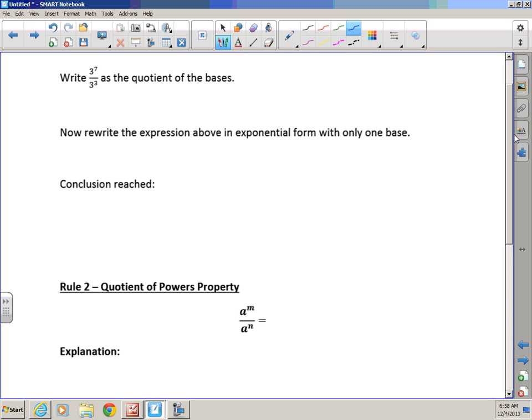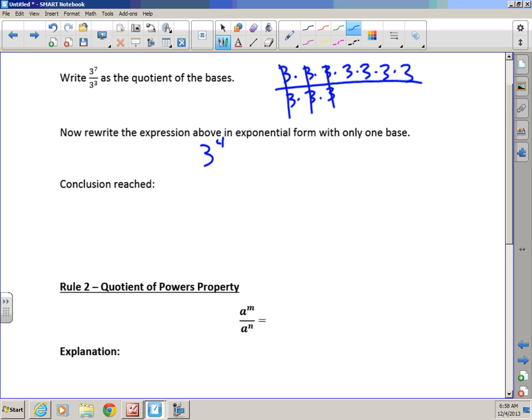So, 3 to the 7th means 3 times itself 1, 2, 3, 4, 5, 6, 7 times, and 3 to the 3rd. Now, since this is all multiplication, what I can simply do is cancel those, and you'll see I can rewrite this as 3 to the 4th.